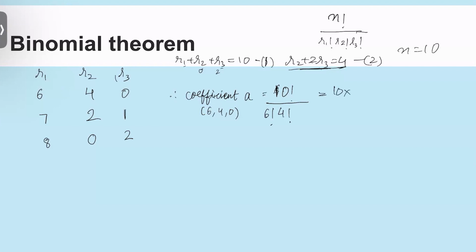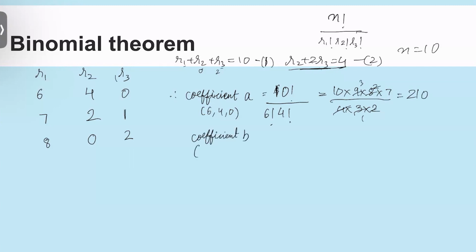Now let's expand 10 into 9 into 8 into 7, because 6 factorial can get cancelled. Then you have 4 into 3 into 2. So over here, 4 twos are 8, and then this 2 gets cancelled, 3. So you get this as 210.